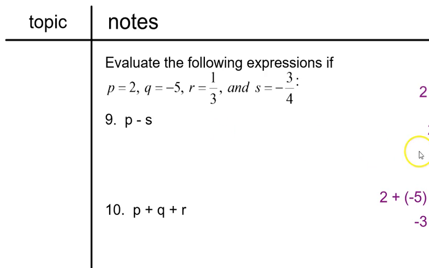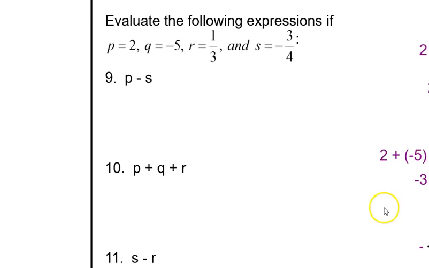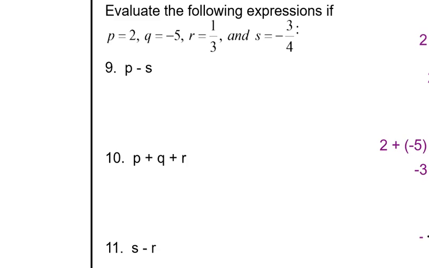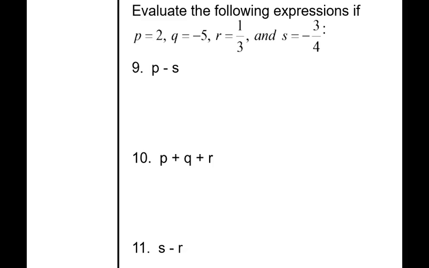All right, last little section we got here. Evaluate the following expressions if P equals 2, Q equals -5, R equals 1/3, and S equals -3/4. For number 9, we have P minus S, so that becomes 2 minus -3/4, which, if we remember that double negative, becomes one big plus sign. So that leaves us with 2 plus 3/4, which is equal to 2 3/4. Just that mixed number, the whole number plus the fraction, 2 3/4.